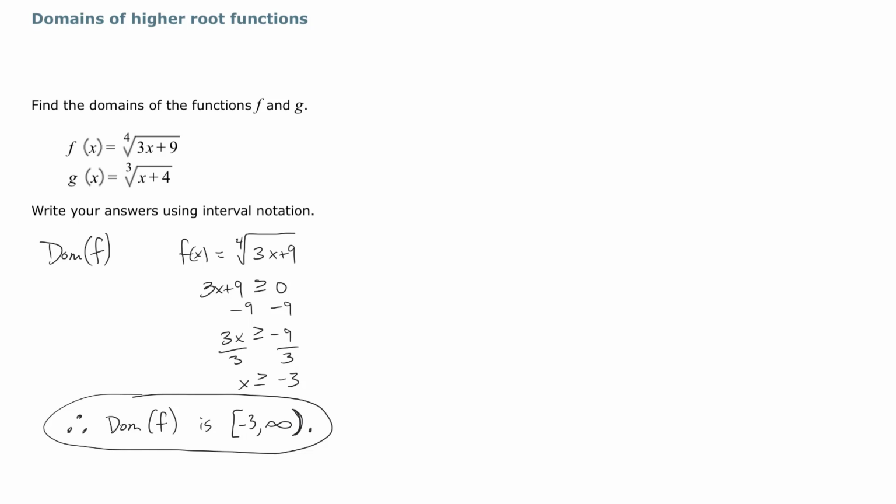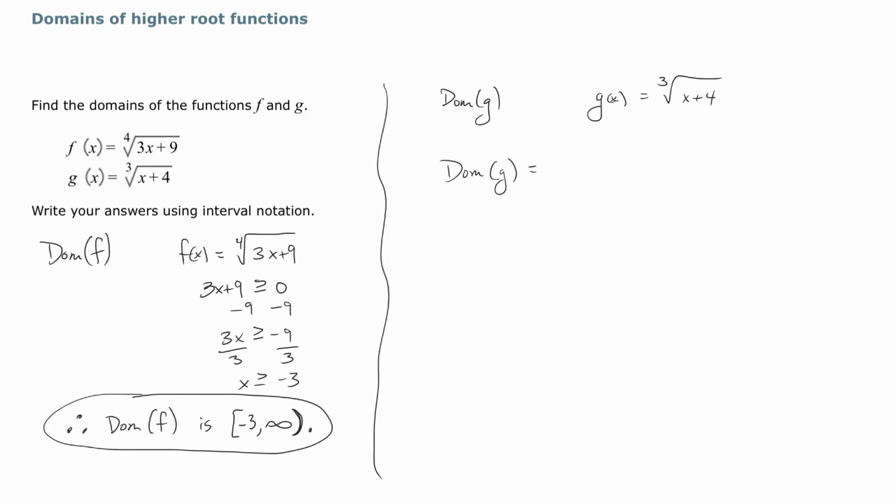What if you have an odd root? What if you are looking at the domain of g of x? And remember, g of x is equal to the third root of x plus 4. Well, we could take the third root of any real number. So in this case, there isn't much work to show. We're simply going to state that the domain of g is from negative infinity to infinity, or the entire x number line.